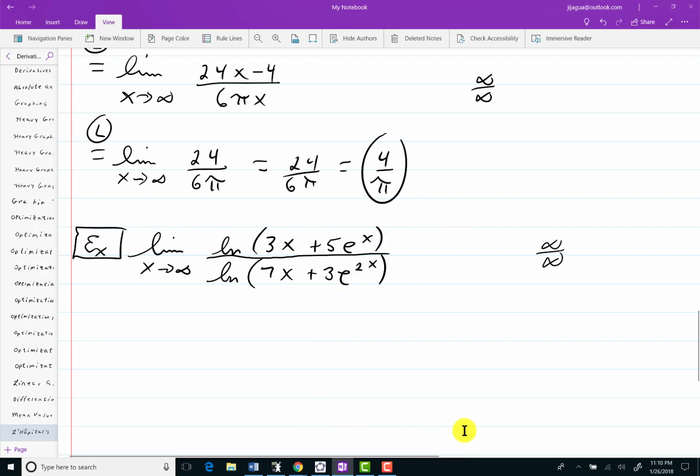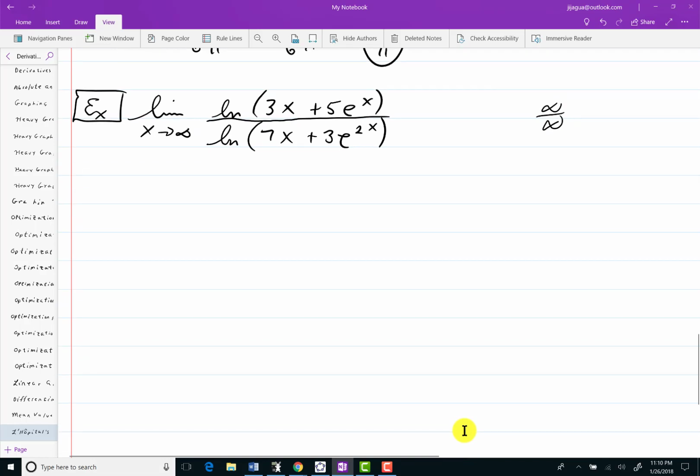So this is still going to be infinity over infinity. So the first thing I will do is L'Hopital's rule. Take the derivative. The derivative of this up here, remember you've got to do 1 over whatever's inside. So I'm going to have 1 over 3x plus 5e to the x. But then I got to take the derivative of what's inside, and I'll get 3 plus 5e to the x.